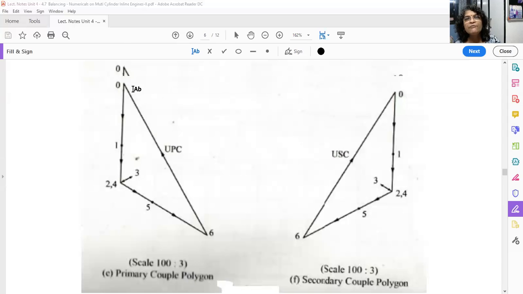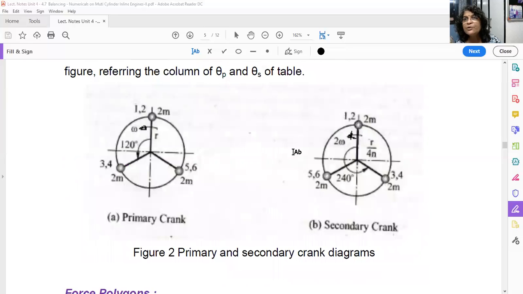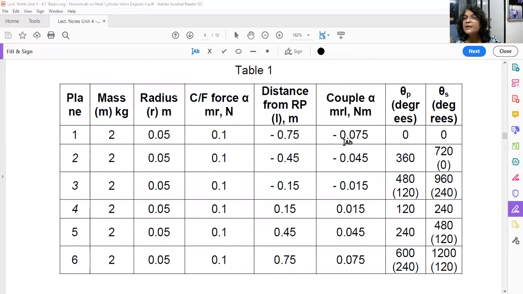Now we are here. Initial point, or pole. Here we have drawn the couple for plane number 1 downward, and after that plane number 2, which is also downward. Why downward? See 0 to 1, what is the magnitude, and 1 to 2, what is the magnitude? Go to this table. These two are negative couples. Negative couple means it is the opposite direction of the force.